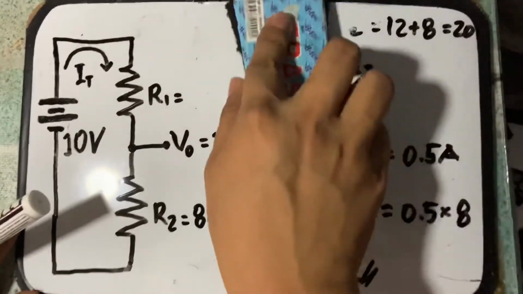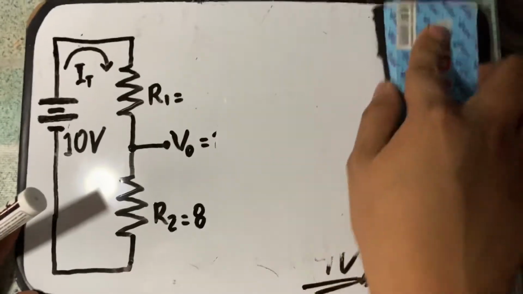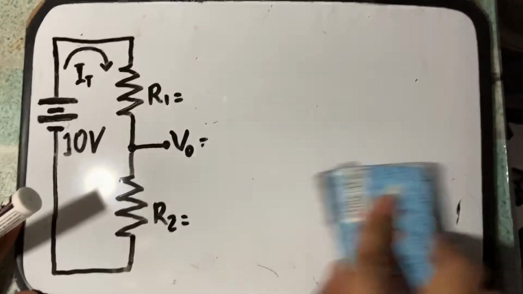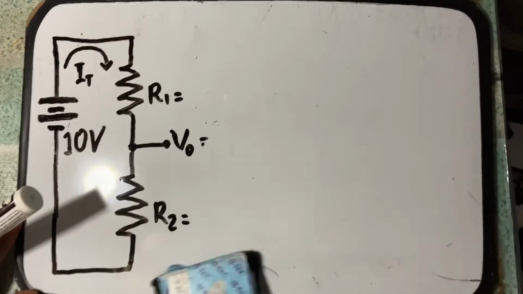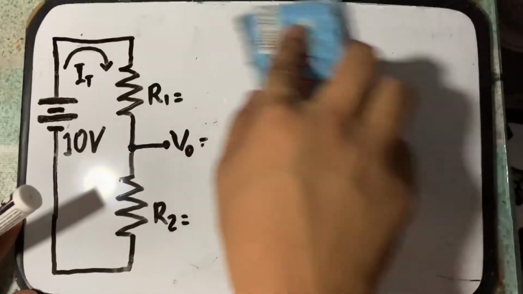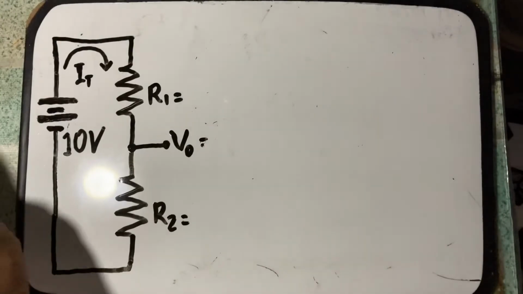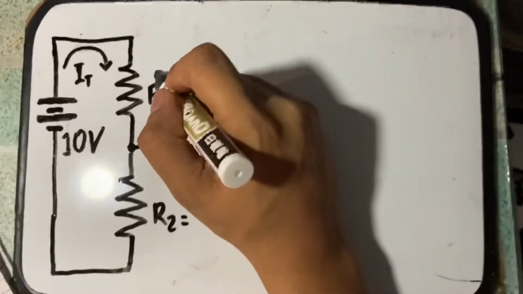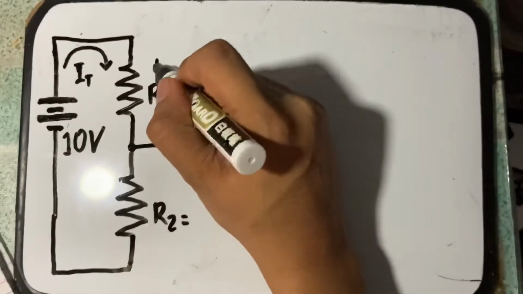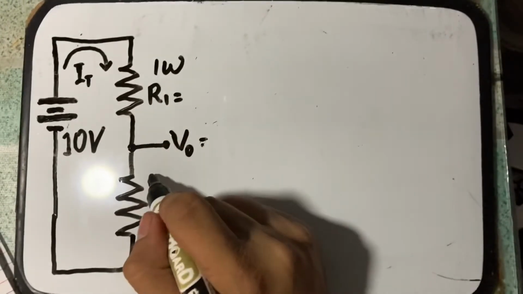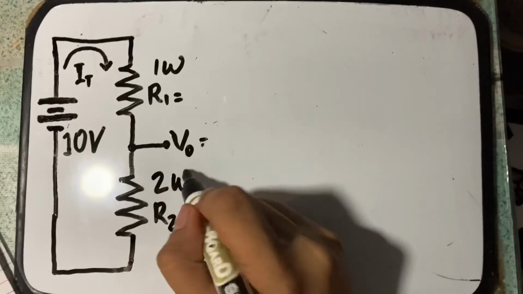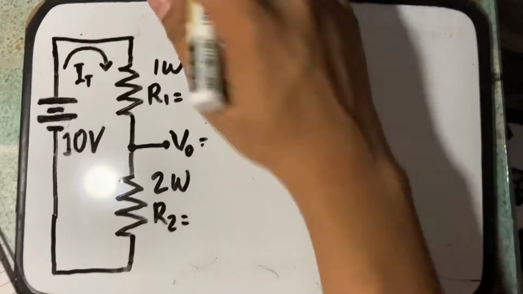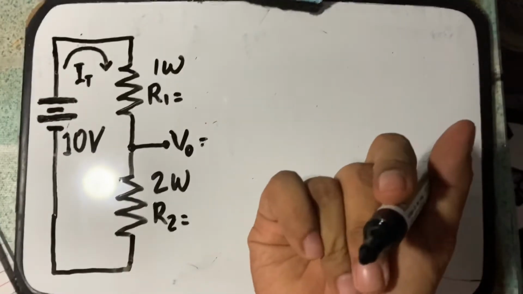Now let's have another example. What if ang given ay instead na ohms is yung power dissipation ng each resistor. Let's say this R1 will be rated or consuming 1 watt, and then R2 is consuming 2 watts. So paano natin mako-compute yung voltage output with this?